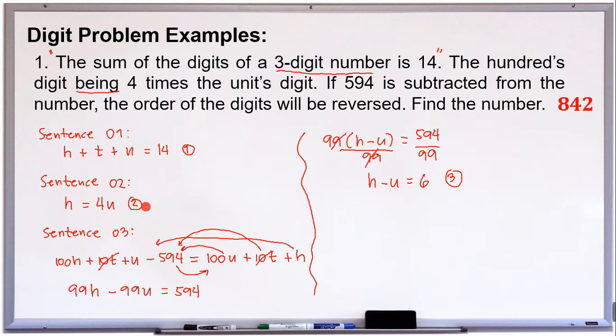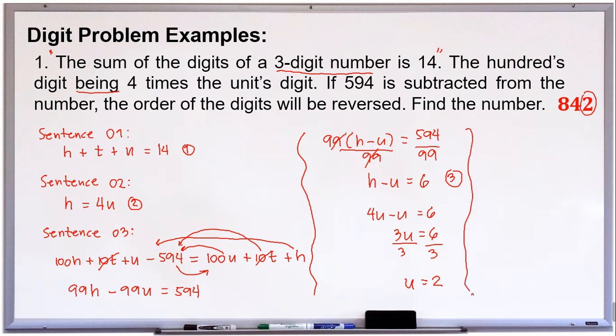As you notice, in our equation 2, H is equal to 4U. So we can substitute the expression of H in terms of U from equation 2 into equation 3. So we have 4U minus U is equal to 6. So we have 3U is equal to 6. Divide both sides by 3. So we have U is equal to 2. Therefore, our units digit is 2, which is the same as our answer.